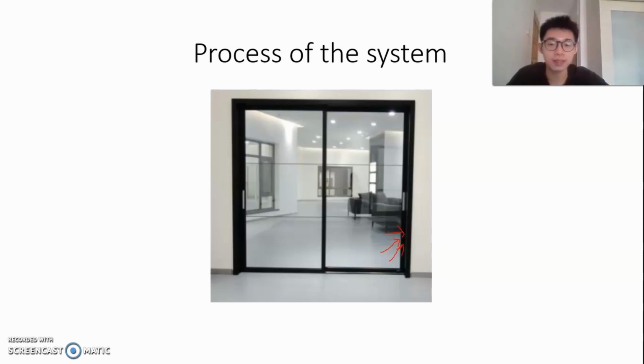Okay, so basically when the people sensor senses a human being, the motor which opens the sliding door will turn on. Okay, so when the motor which opens the sliding door turns on, the sliding door is approaching the sensor. So when the sensor which is installed at the frame of the sliding door senses that the sliding door is approaching it, the motor which opens the sliding door will turn off for 5 seconds.